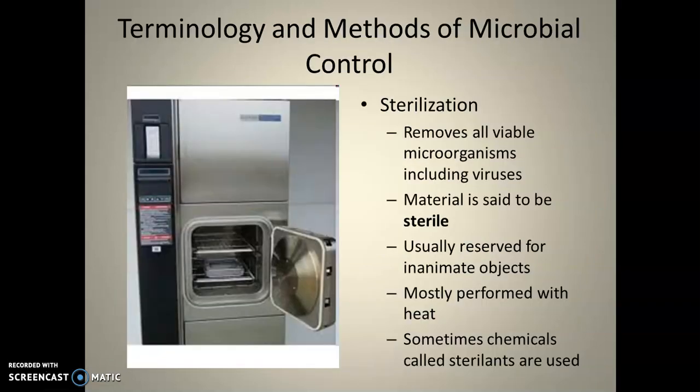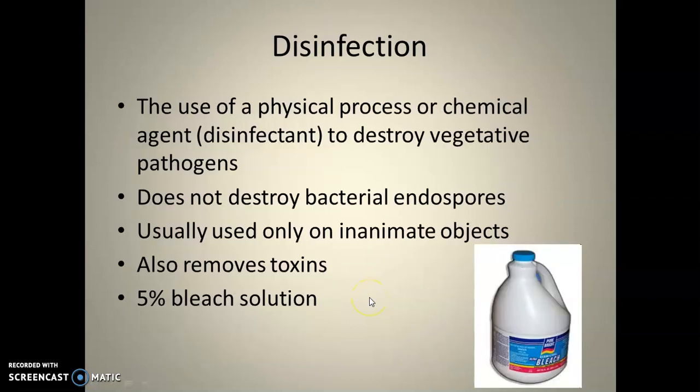All right, so sterilization is going to remove all viable microorganisms, also including viruses. So we say microbes. And when we have sterilized something, we say that that object is now sterile, right? And this is only possible for inanimate objects. It's typically done using heat, and this is a picture here of an autoclave. Again, we'll talk more about that later. It sometimes can be done using chemical means.